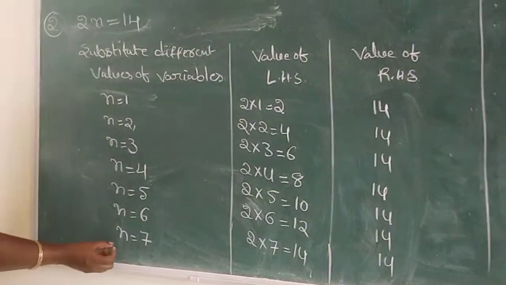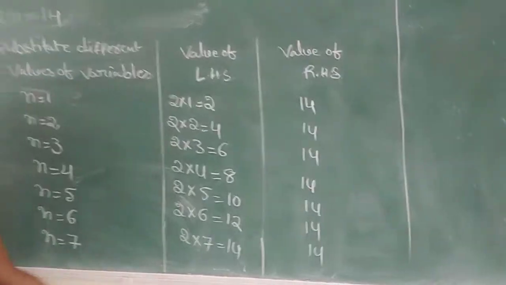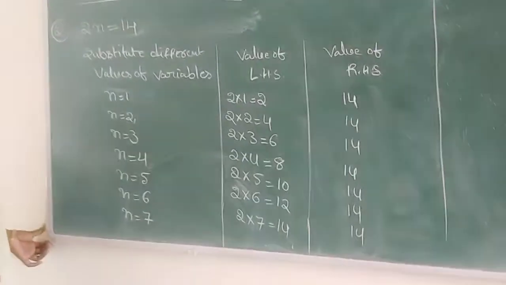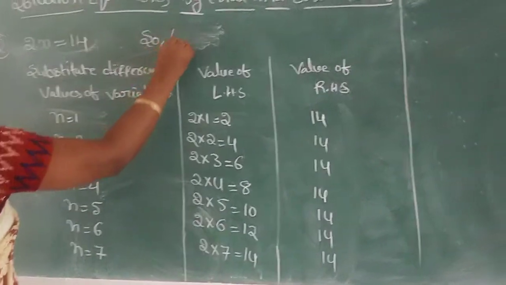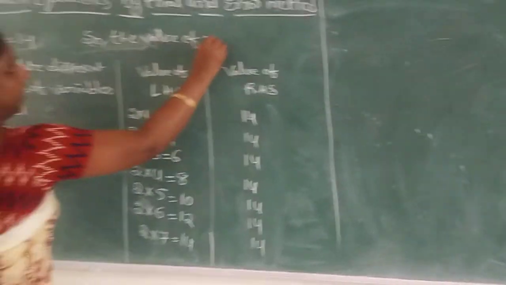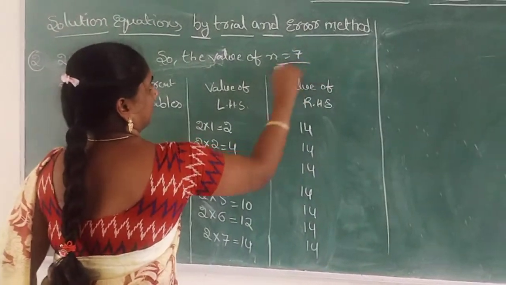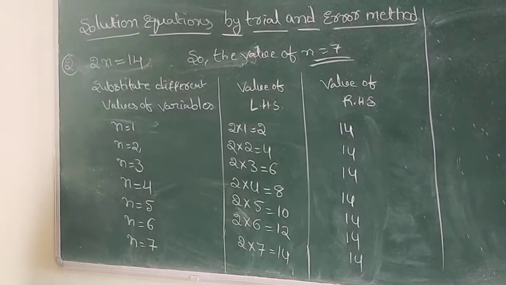At the value of n is equal to 7, LHS and RHS are equal. So, the value of n is equal to 7.